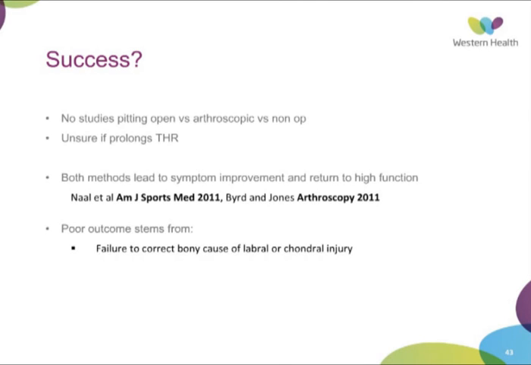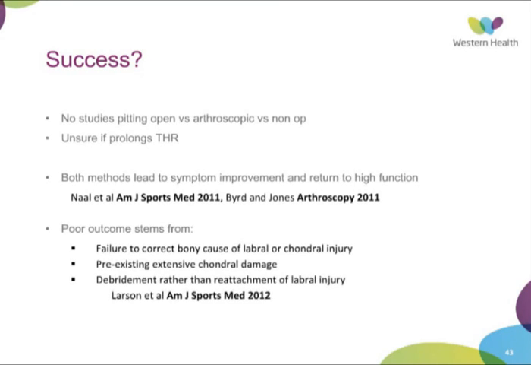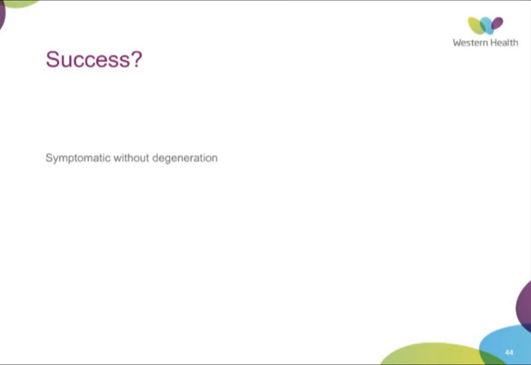But there's a very clear set of things that cause poor outcomes. If you correct the soft tissue, such as a labral tear, and don't completely address the cam lesion, you'll have a poor outcome. If you have pre-existing chondral damage that's too extensive to address, you'll have a poor outcome. And if you debride rather than reattach the labrum when it's quite tatty, that's also associated with a poor outcome. So in short, people who undergo operations for FAI need to have symptomatic hips without too much degeneration. And like all things in orthopedics, the surgeon needs to be experienced, because it's quite a difficult operation and complications are more likely to occur early in the surgeon's experience.